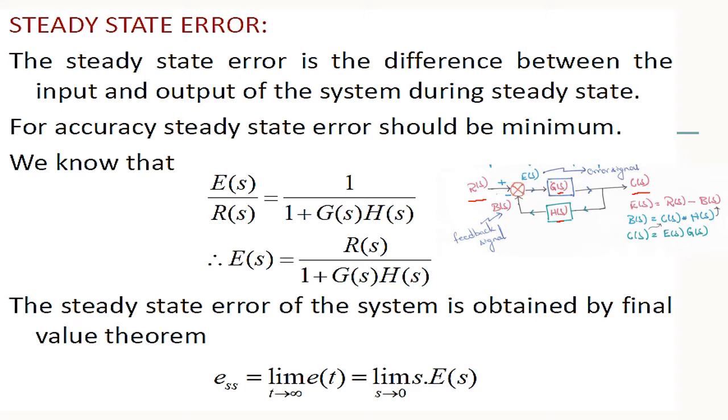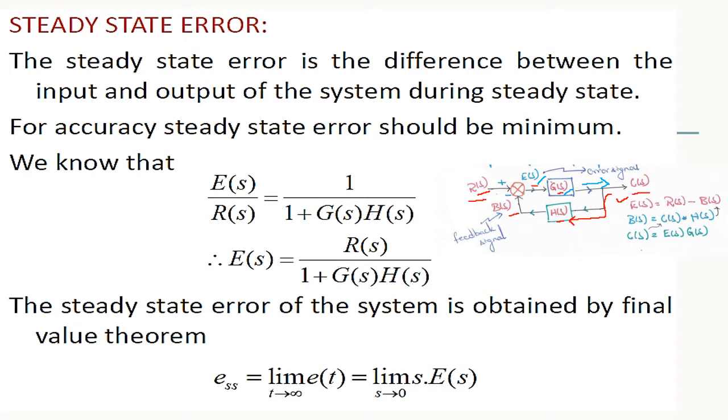In this, the error signal is E(s), and we know that E(s) is nothing but R(s) minus B(s), if the feedback is negative. Now I can write the equation E(s) is equal to R(s) minus B(s). And what is B(s)? B(s) is nothing but C(s) multiplied by H(s). And what is C(s)? C(s) is nothing but G(s) times E(s).